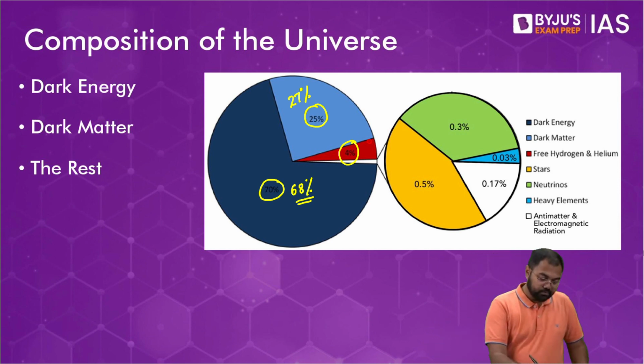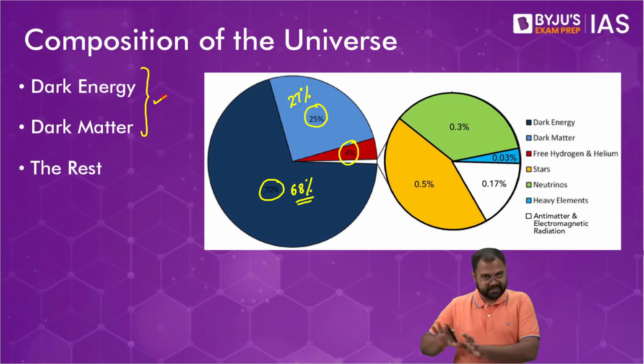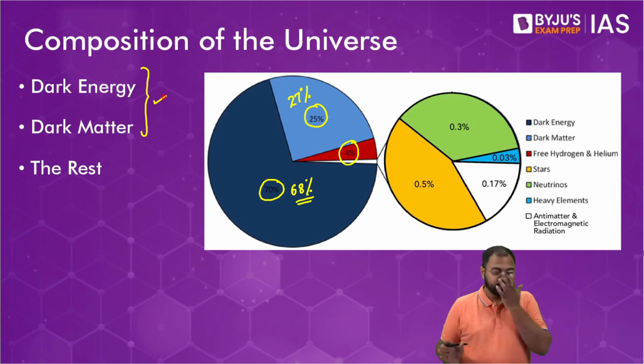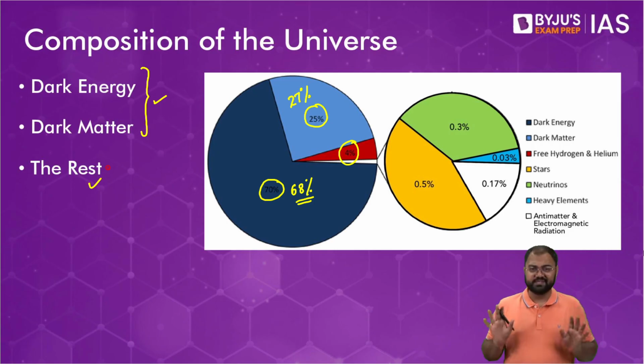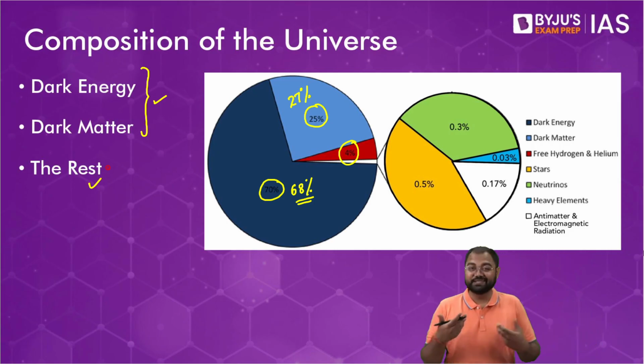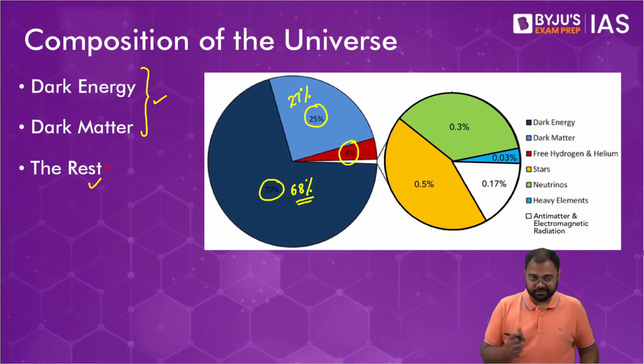Now, what is dark energy and what is dark matter? Let us keep it aside for now. We'll discuss that. But first, let's focus on the rest. The rest is just 5%. And the rest is what we actually know of. The rest is what we actually see or observe.